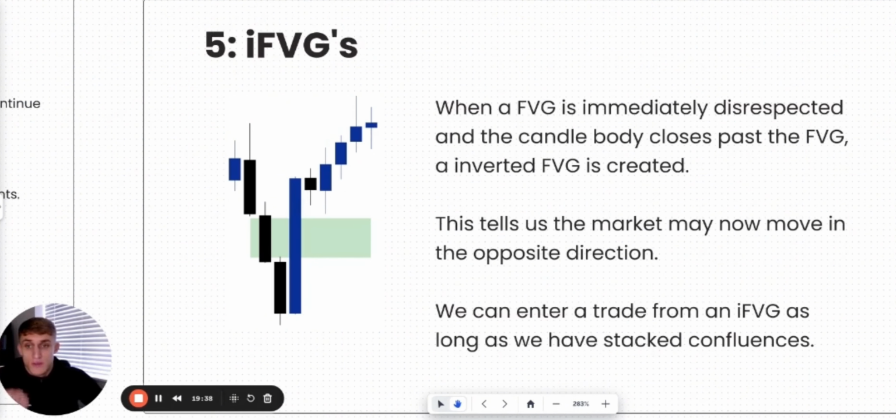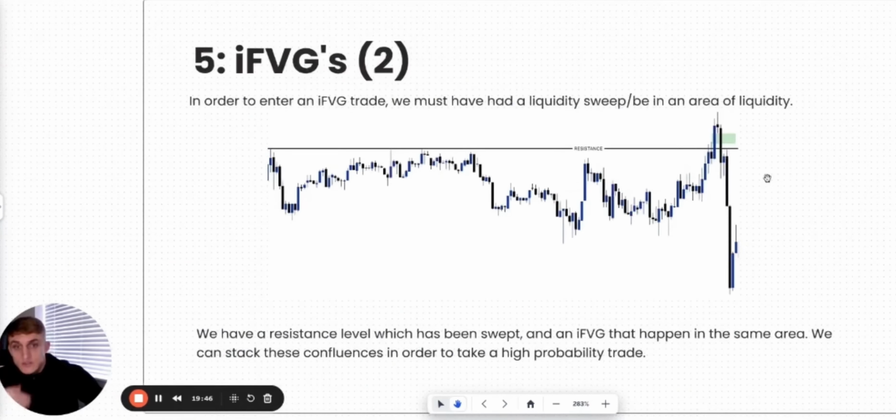We can enter trades off the back of IFVGs. They are very, very high probability as long as we've stacked them with other confluences. So, as you can see, we've got a resistance level here, and we've got equal highs. Price has visited at 1, 2, 3, nearly 4 times, which shows this is a really strong level of resistance. We know that there are lots and lots of stop losses above here, so there's a lot of liquidity here. We had a liquidity sweep, then immediately an inverted fair value gap. So not only have we swept liquidity, we've got a big indicator that the market is changing direction. So we would 100% take a trade here. In this case, obviously, it went very, very well.